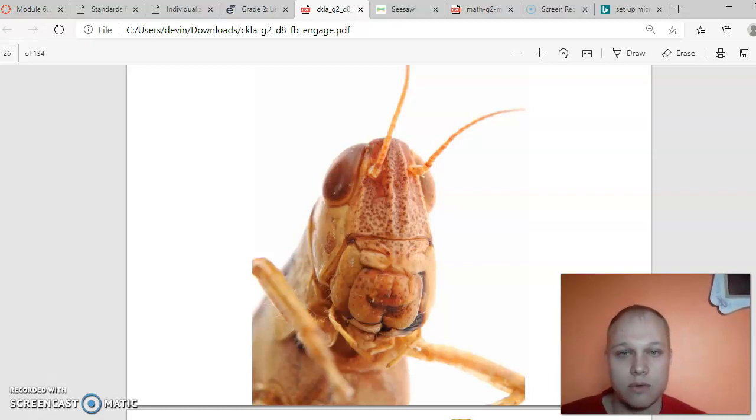So what did we say earlier were feelers that they could use? Right, their antennae might actually help them too.